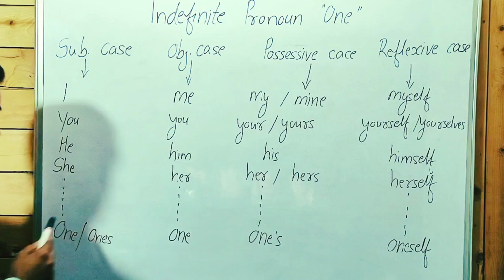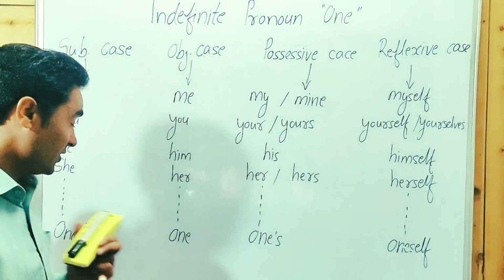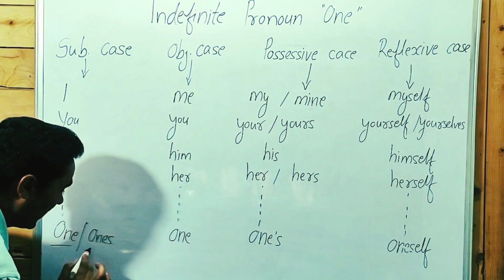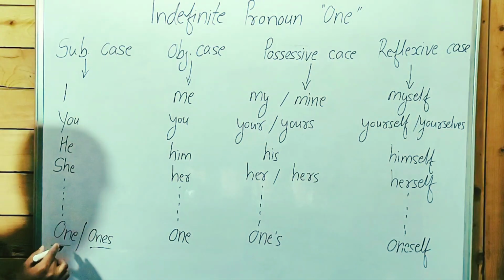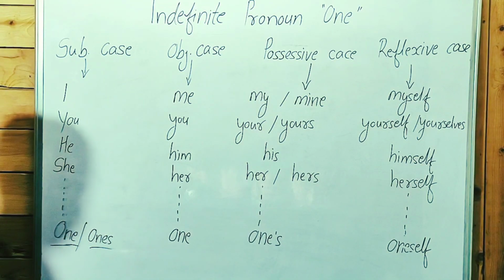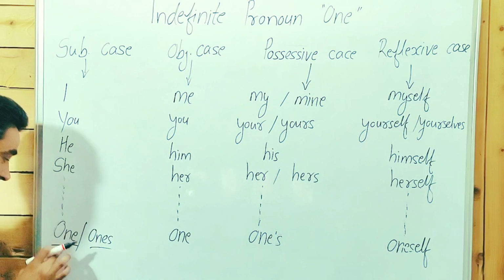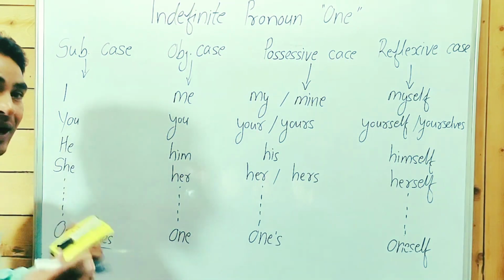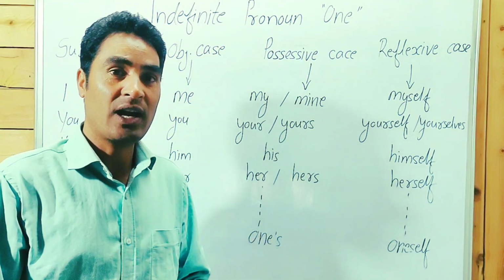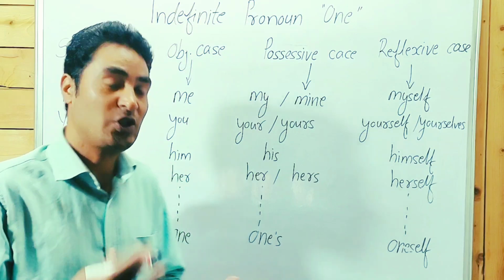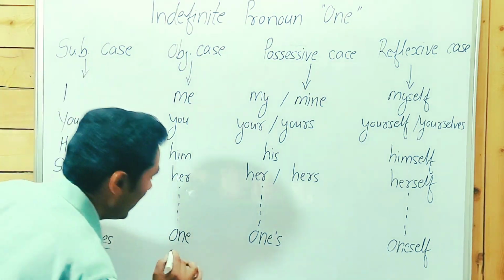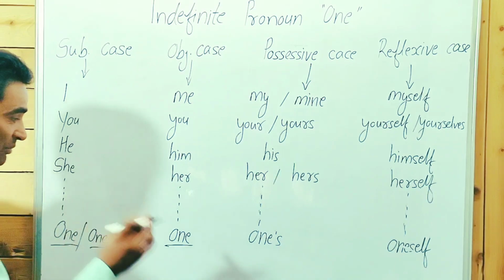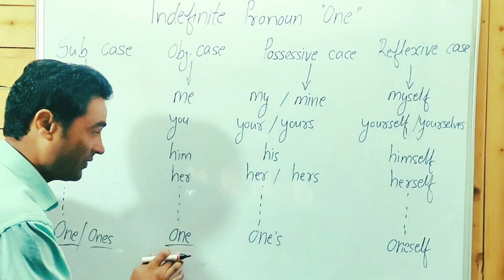When we talk about one, guys, today's main topic is one. You know very well about one. One is singular, and ones means we are talking in plural terms, two or more. One is objective case, one is subjective case, one is also objective case, the same.